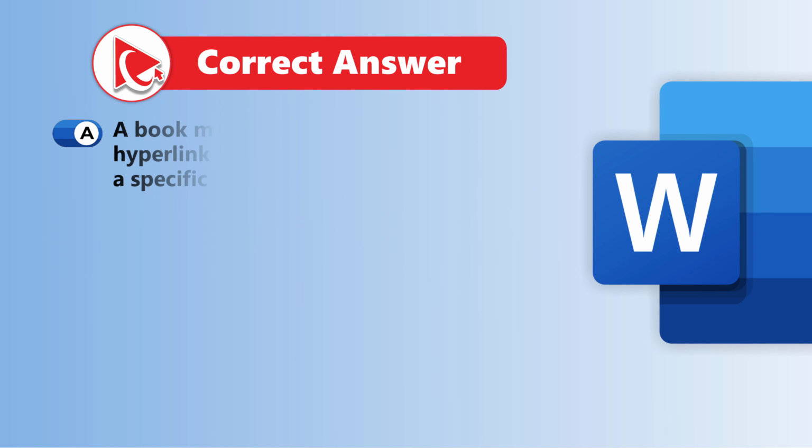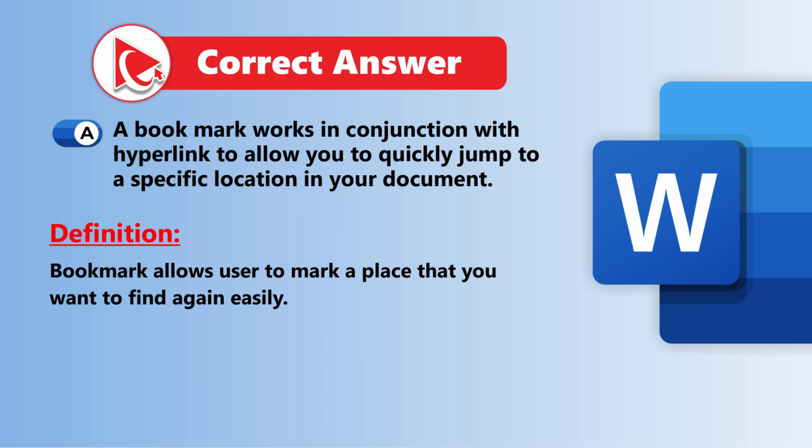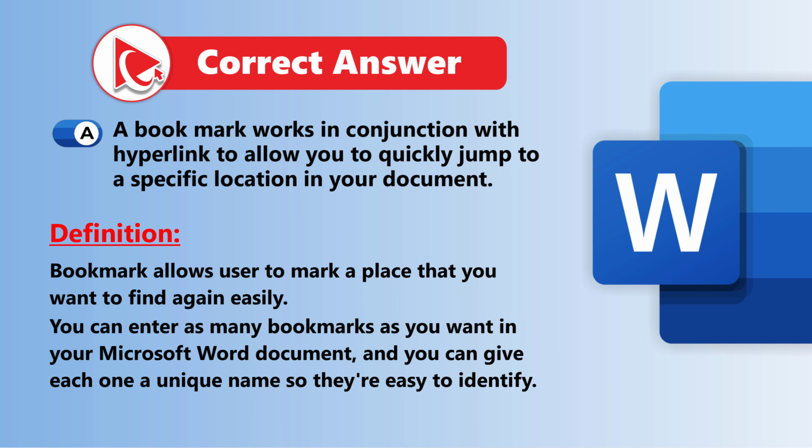A bookmark works in conjunction with hyperlinks to allow you to quickly jump to a specific location in your document. A bookmark allows the user to mark a place that you want to find again easily. You can enter as many bookmarks as you want in your Microsoft Word document, and you can give each one a unique name so they can easily be identified.